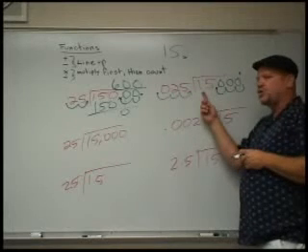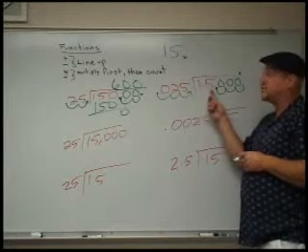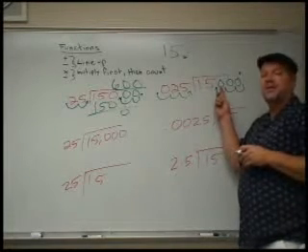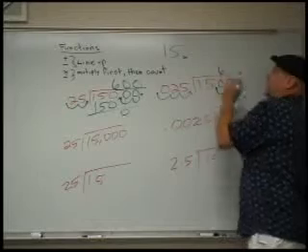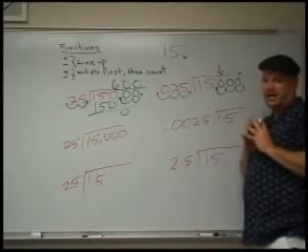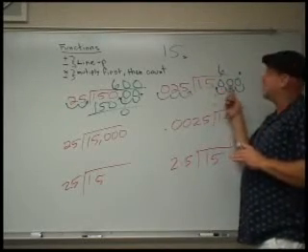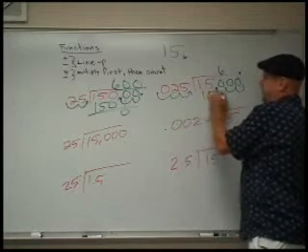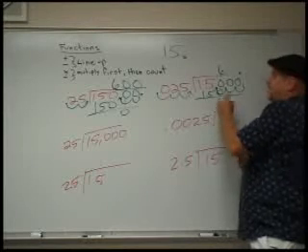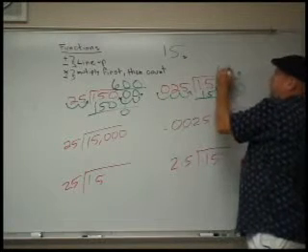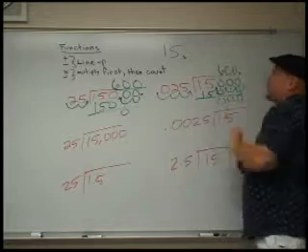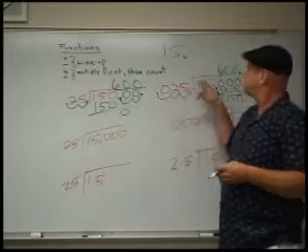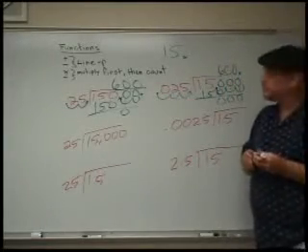Now, does 25 go into 1? No. Does it go into 15? No. Does it go into 150? Yes. 6 times. So I'm going to claim that column. Once you claim a column, then every column gets an answer. 6 times 25 is 150. Now I'm just going to bring down these zeros and answer for them. So notice we have the same answer for both problems.